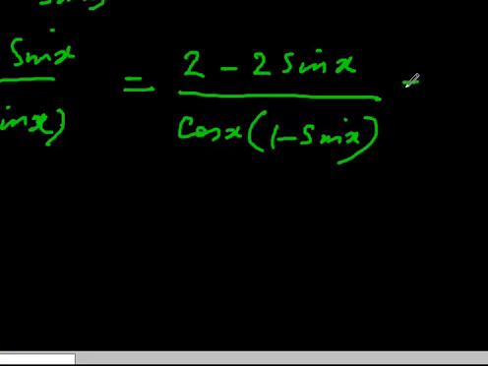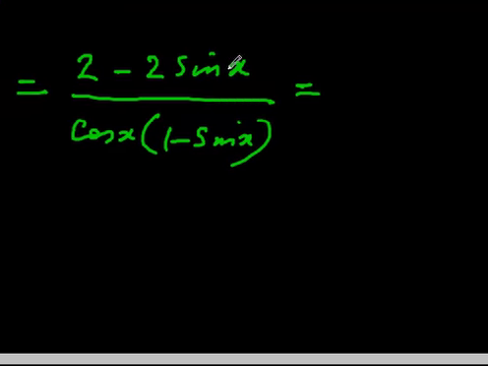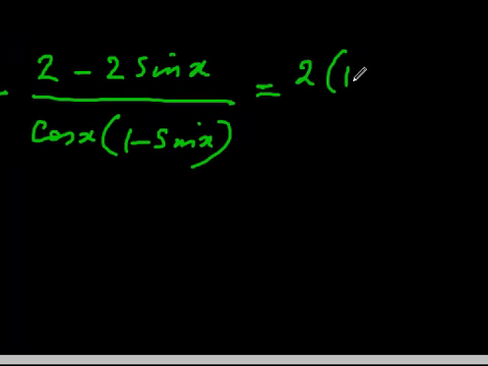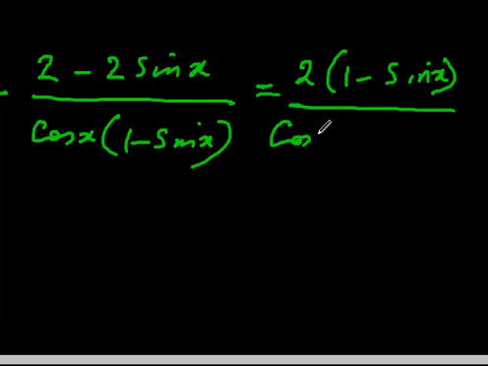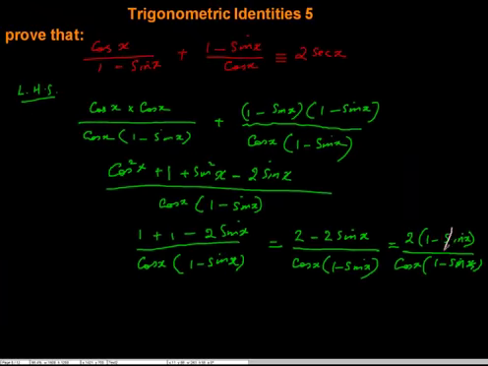Now I can see from the top that I've got 2 here and 2 here, so I can factorize that. If I factorize it, I get 1 minus sine of x, and in the denominator I've got cos of x and 1 minus sine of x, right? Now what I can see is this part is the same as this part, so I will cancel them out, which will leave me with what does it leave with?